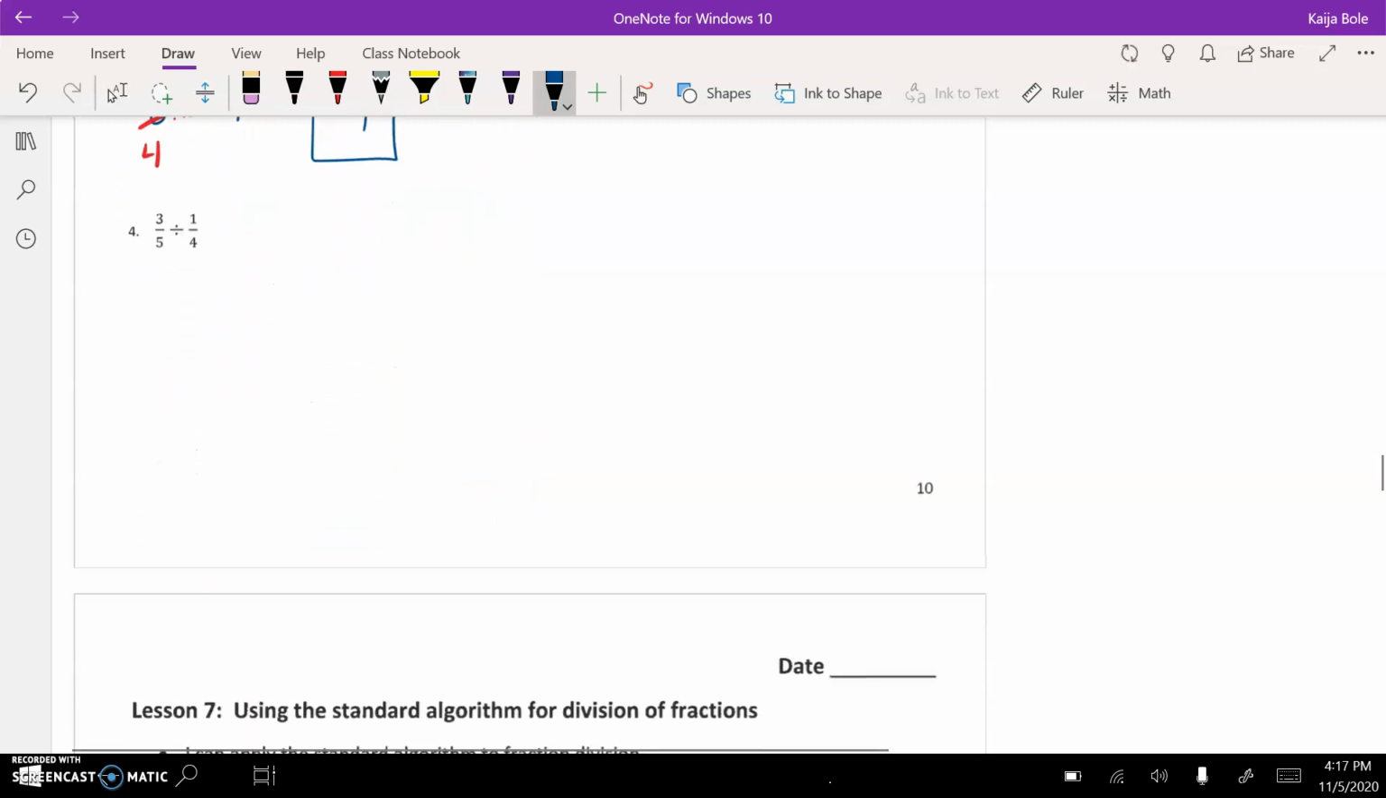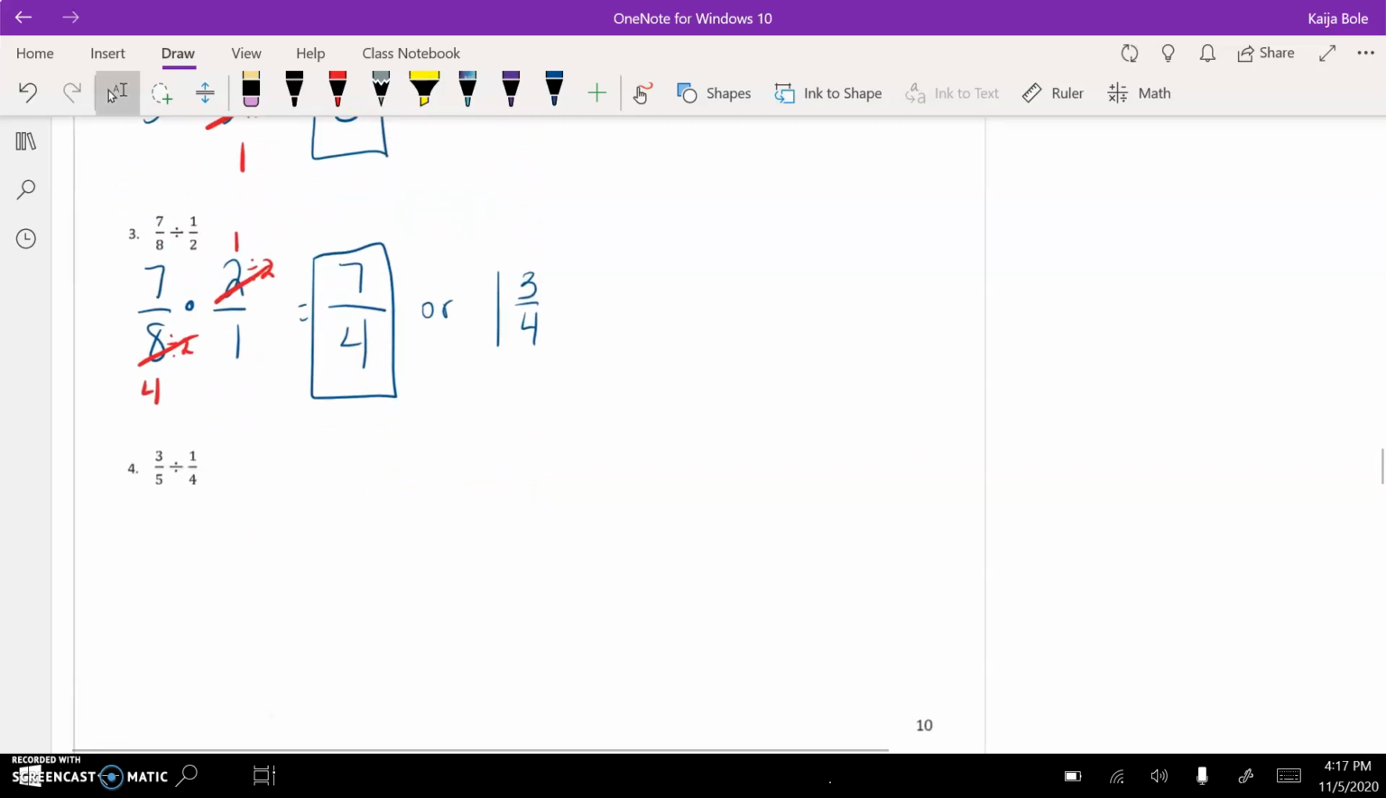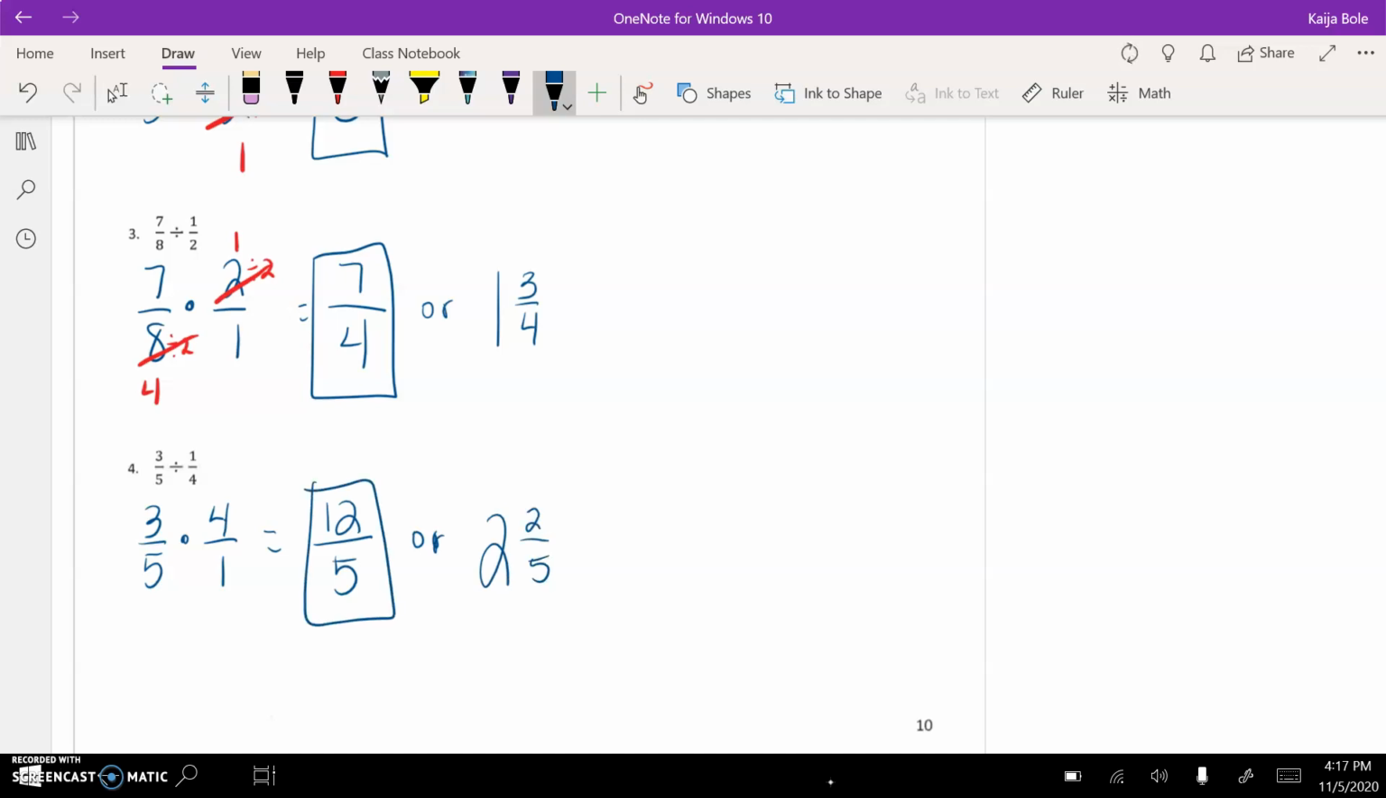Okay? And then the last one here, number 4, I've got 3/5 times 4 over 1. 3 and 1, I can't do any cross division. 4 and 5, can't do any cross division. That's fine sometimes, so I'm just going to multiply straight across. So 3 times 4 is 12, over 5 times 1 is 5. Or you could say 2 and 2/5, but 12 fifths is perfectly acceptable.